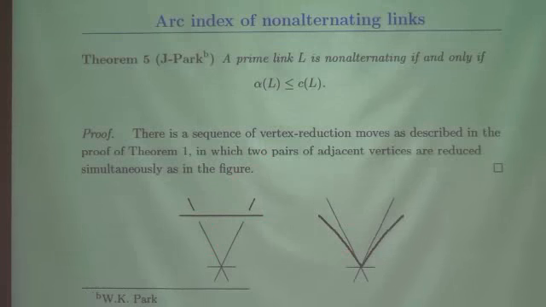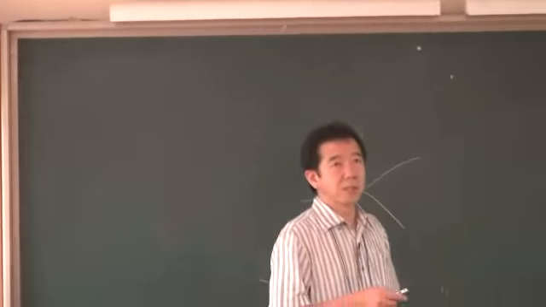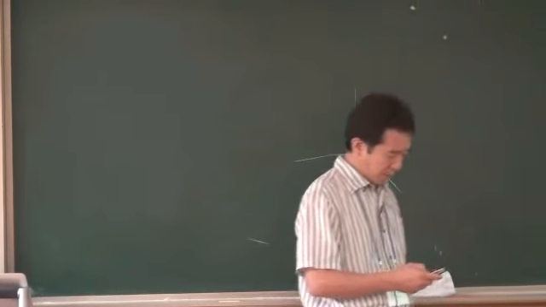In a non-split non-alternating prime diagram, there are at least 4 non-alternating arcs, non-alternating edges. So you can utilize 2 of them, basically. You cannot utilize all of them.